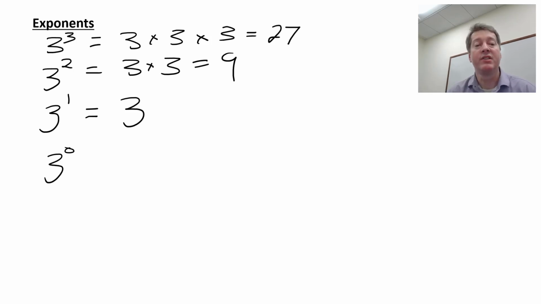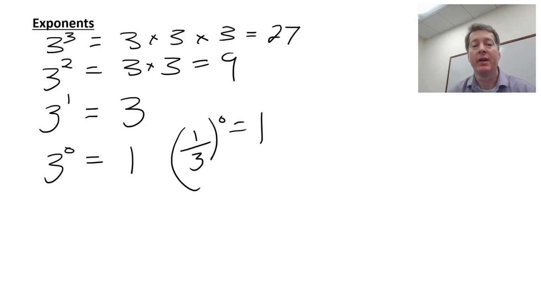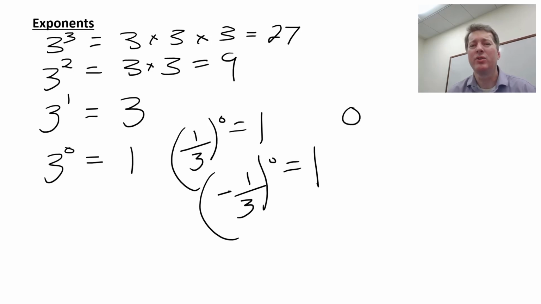How about 3 to the 0? 3 to the 0 is 1. Anything to the 0 is 1. You know, 1/3 to the 0 is 1. Even negative 1/3. Negative 1/3 to the 0 is 1. 0 to the 0 doesn't exist, but you would never see that on a test. But anything else to the 0 is just 1. So let me erase that.